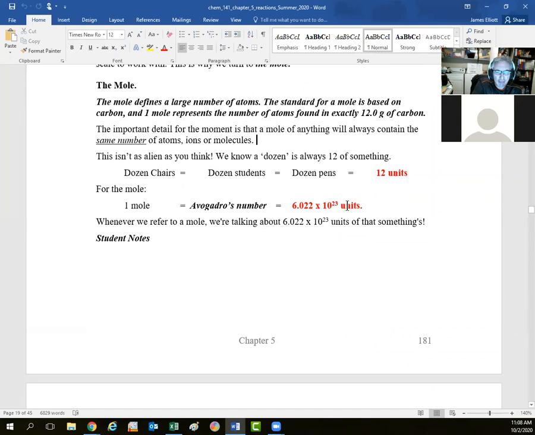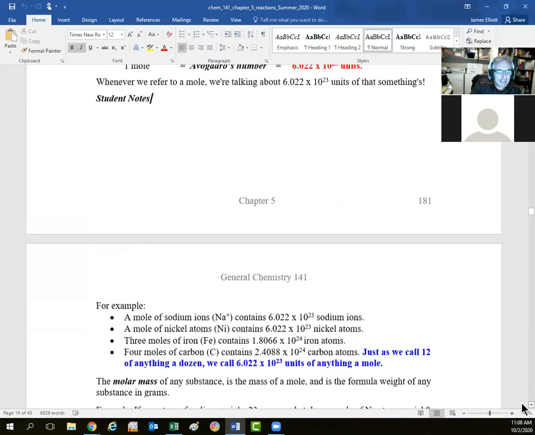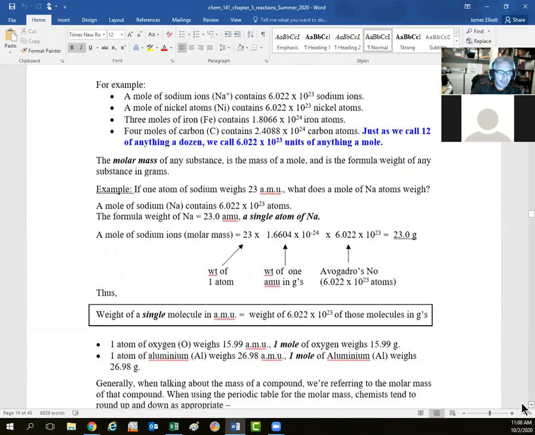And he found that in about 12 grams of carbon, we had 6.022 times 10 to the 23 atoms of carbon. And so he described this as being a mole of carbon, and a mole for any element. 6.022 times 10 to the power of 23 of those units or atoms. So why did he come up with such a strange number?